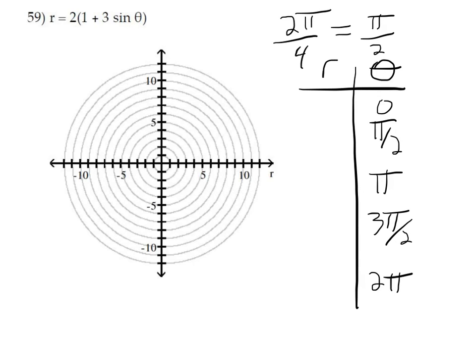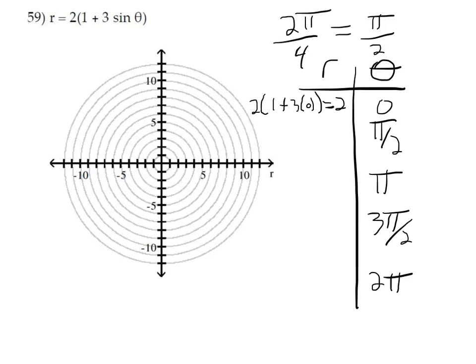And now we just plug these values in. 0. Sine of 0 is 0, times 3 is 0, plus 1 is 1, times 2 is 2. So this one gives us 2. Let's try that again. 2 times 1 plus 3 times 0, which is just 2.